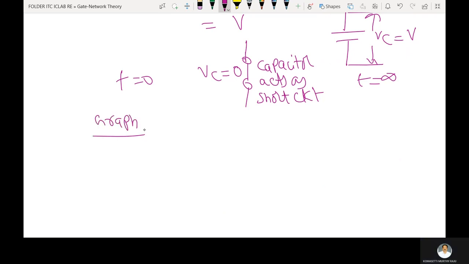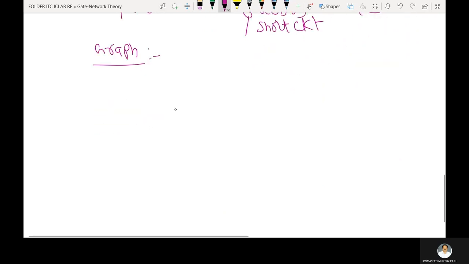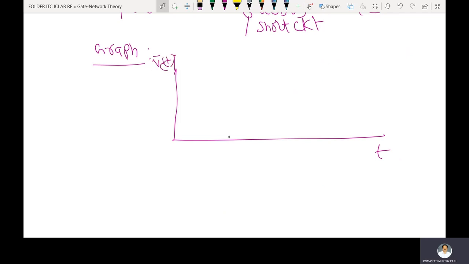According to the graph, time versus Vc, the instantaneous voltage across the capacitor, Vc of t at t equal to 0 is 0. The t value is changed over different values of time constants, that means RC, 2RC, 3RC, and so on. RC means tau, 2 tau, 3 tau.